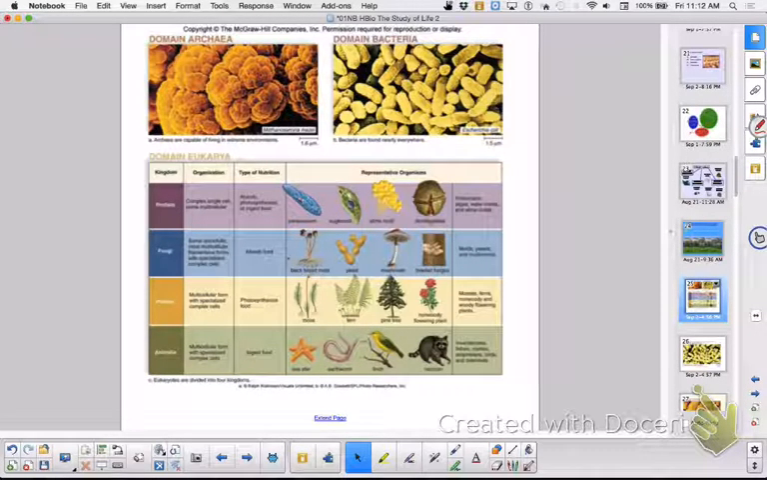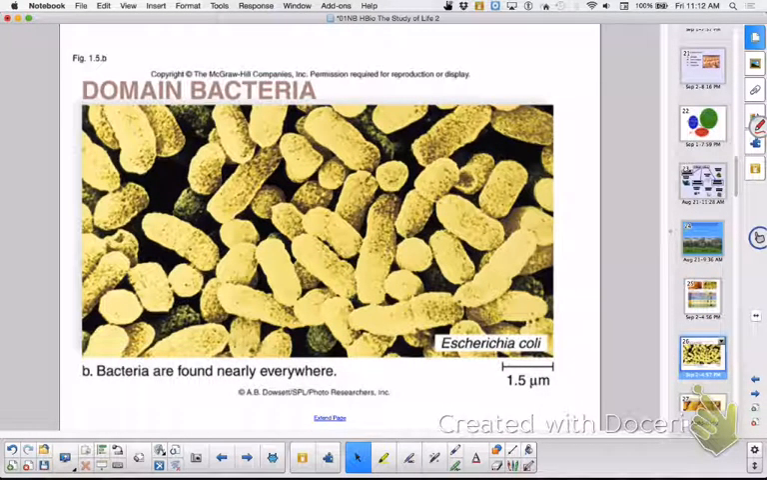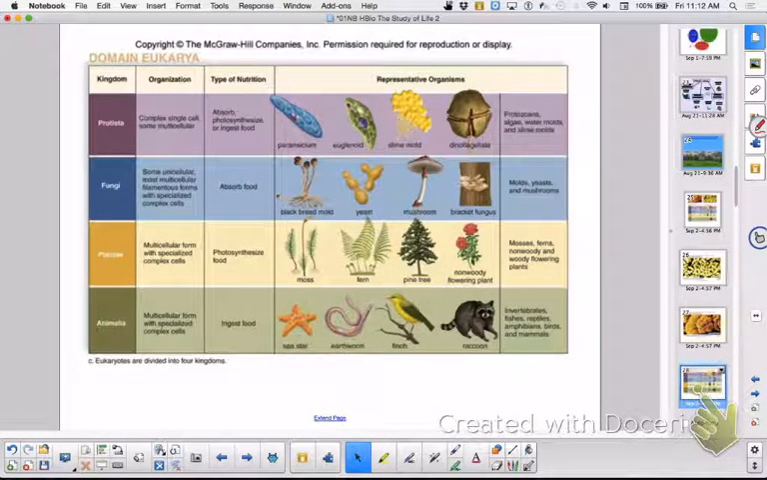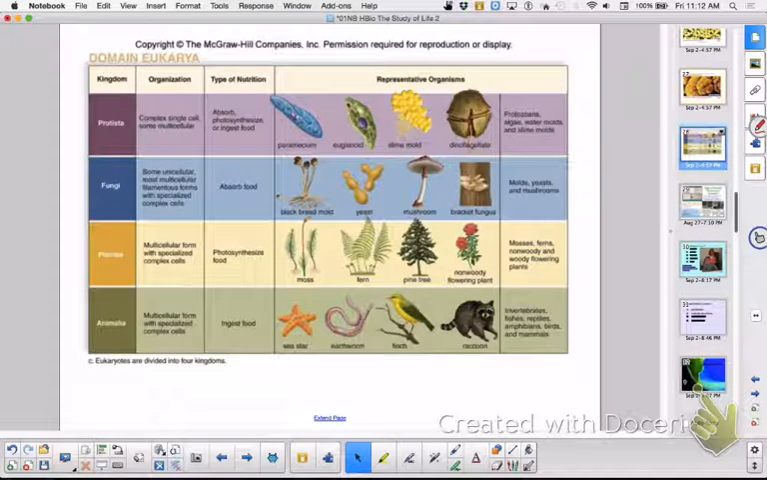Okay, so on this, there's charts in your book where you can have domain Bacteria, domain Archaea, and then here you can see domain Eukarya. They give you examples of each so you can be more familiar with it if you want to review that a little bit more. Okay, how are these classified?